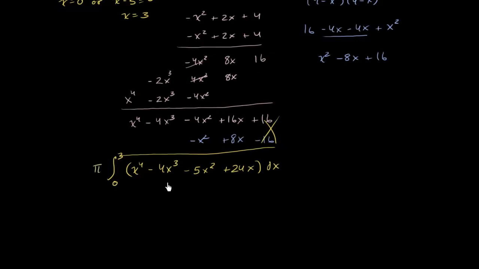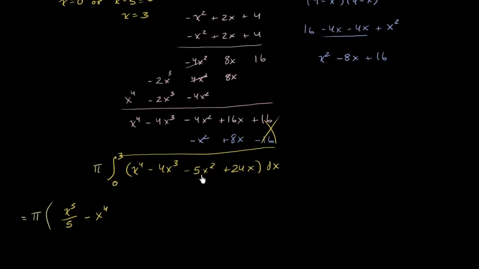Well, now we just have to take the antiderivative. And this is going to be equal to pi times the antiderivative of x to the fourth, which is x to the fifth over 5. The antiderivative of 4x to the third is actually x to the fourth, so this is going to be minus x to the fourth. You can verify that. The derivative is 4x, and then you decrement the exponent, 4x to the third, so that works out.